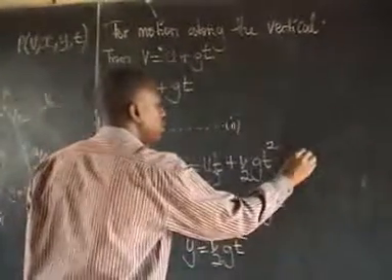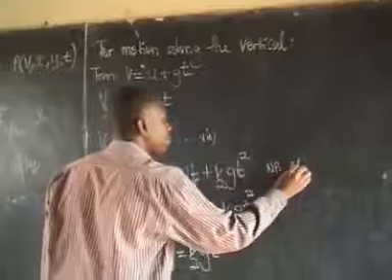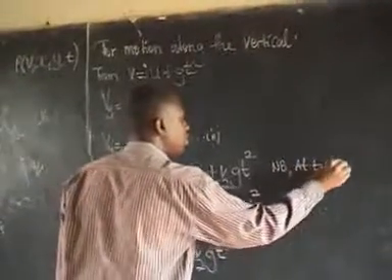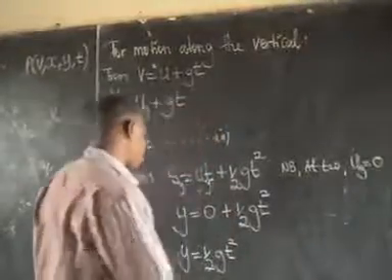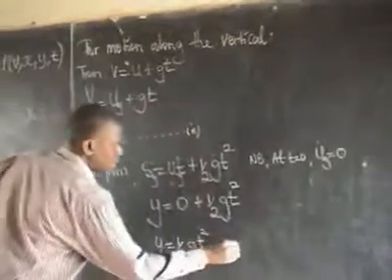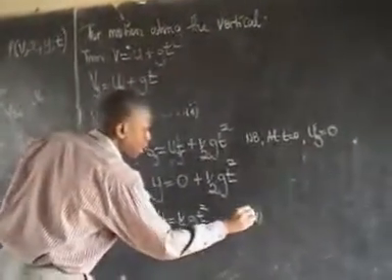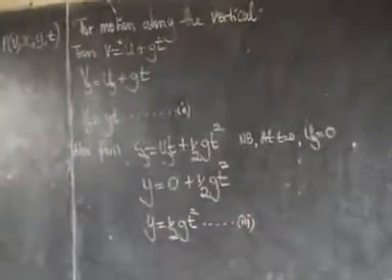At t equals 0, our Uy is equal to 0. So we can call this our third equation.